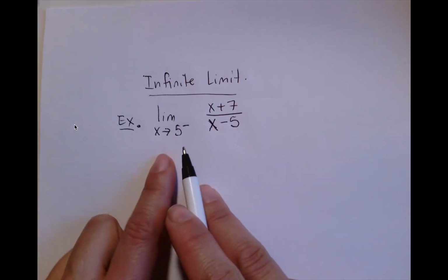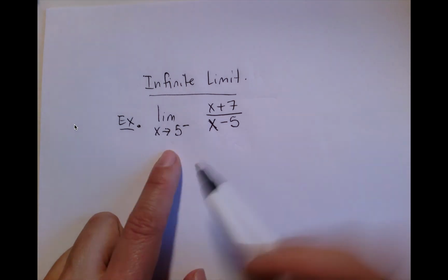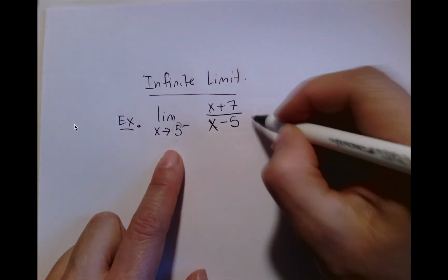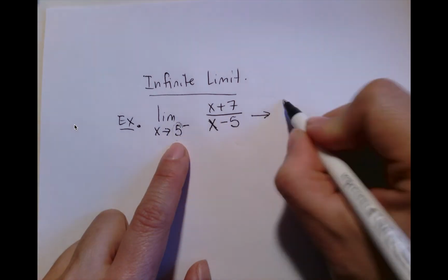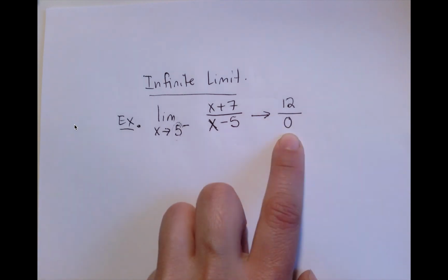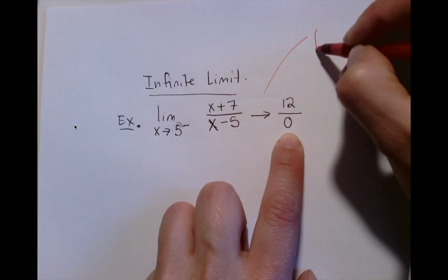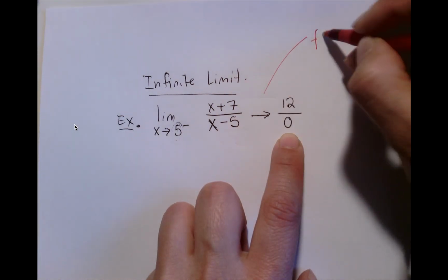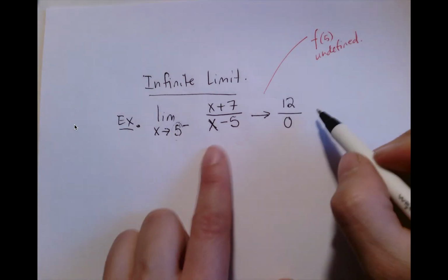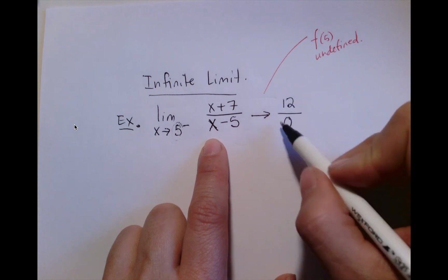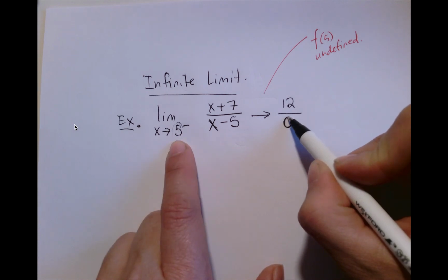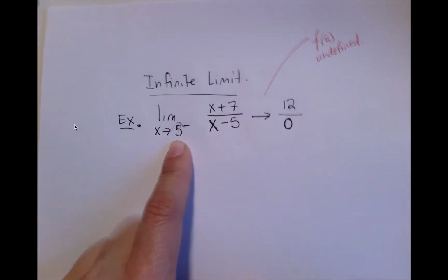The first thing I always do when I'm trying to compute a limit algebraically is that I try to substitute this number into my function. In this case, 5 plus 7 gives me 12, and 5 minus 5 gives me 0. This immediately tells me that my function is not defined, so f of 5 is undefined. So 5 is not in the domain. I also take note of the fact that the denominator is equal to 0 when x is equal to 5.